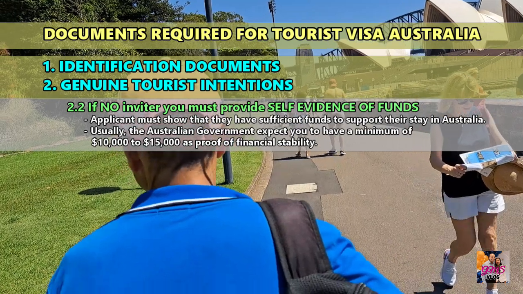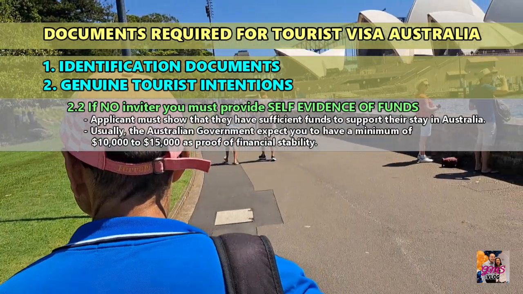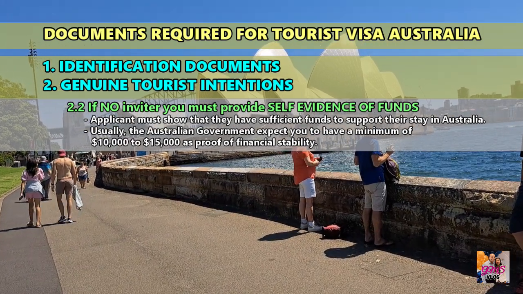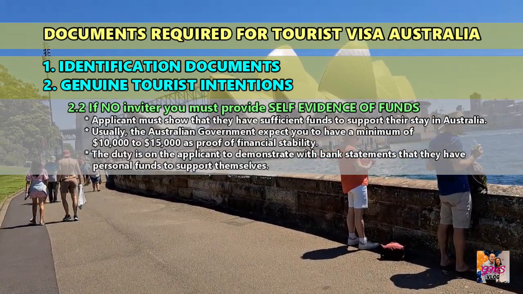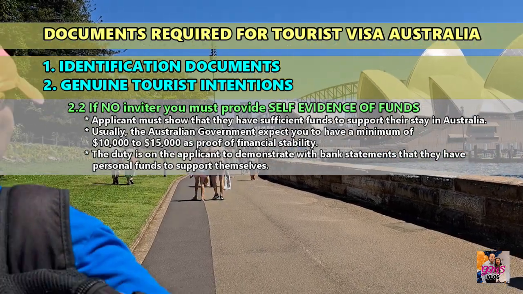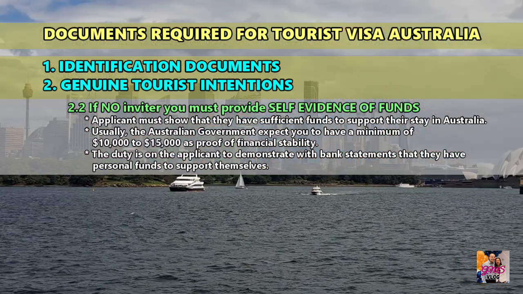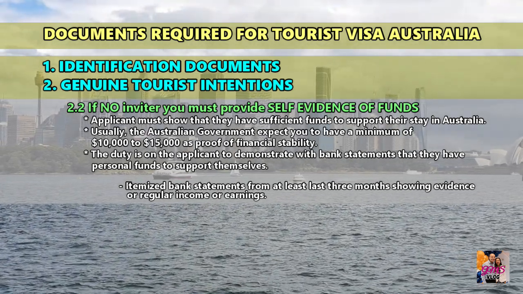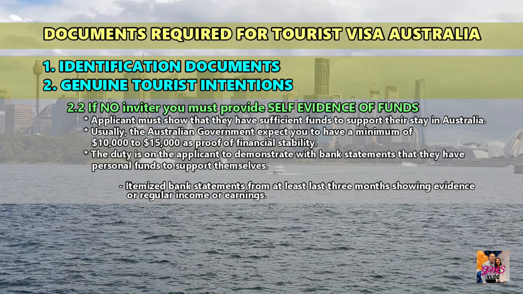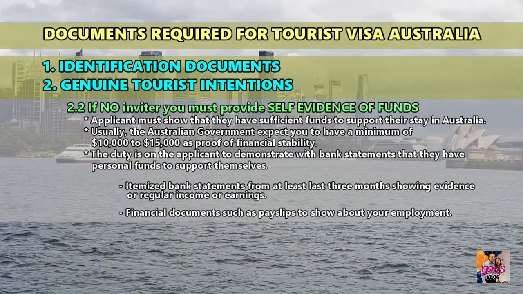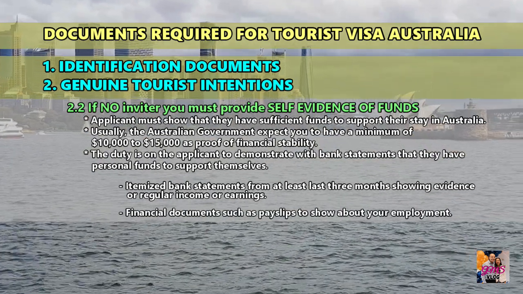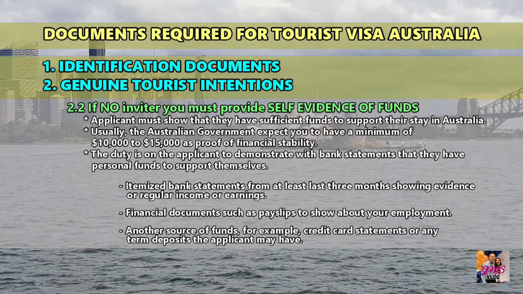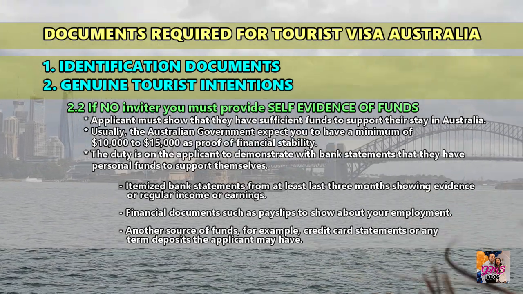Usually, the Australian government expects you to have a minimum of 10,000 to 15,000 Australian dollars as proof of financial stability. The duty is on the applicant to demonstrate with bank statements that they have personal funds to support themselves. You will have to provide an itemized bank statements from at least last 3 months showing evidence of regular income or earnings. Financial documents such as payslips to show about your employment. Another source of funds, for example, credit card statements or any term deposits the applicant may have.